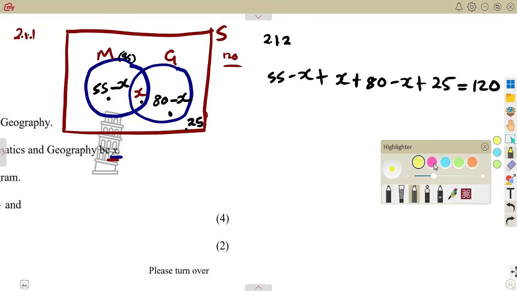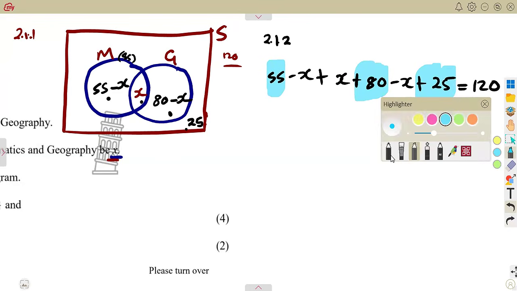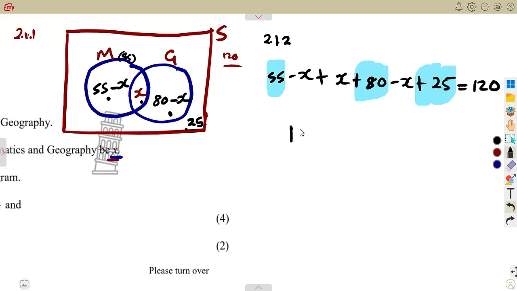So you can simply solve our equation. Let's collect like terms: 55 plus 80 plus 25. Simply add your numbers. That was going to give us 160 minus x plus x. That's a 0 there. You remain with minus x equal to 120. We can collect our terms: 120 to this side, 160 to that side. It was going to be a negative. So that's minus x is 120 minus 160, which is minus 40.